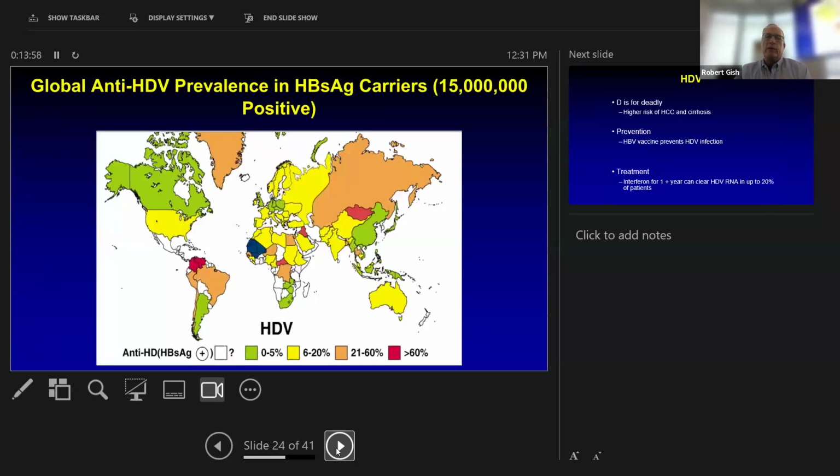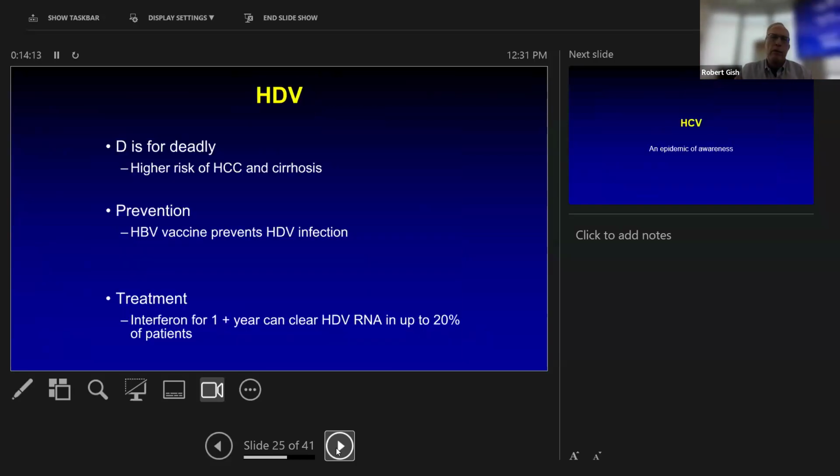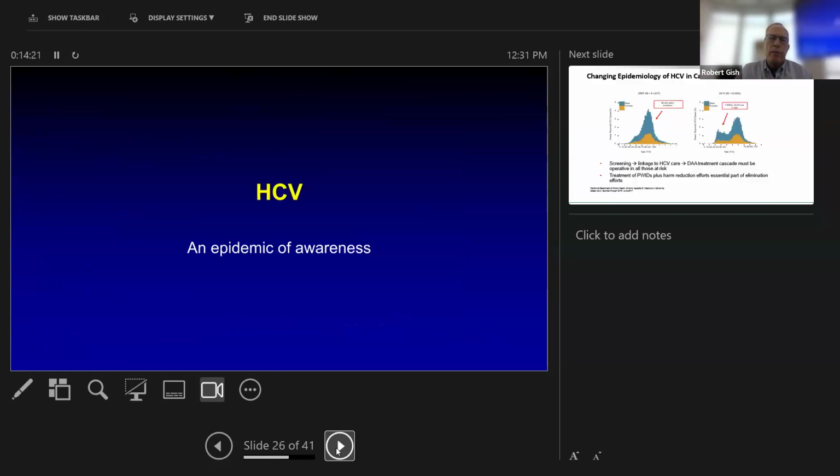Delta, I'm not going to talk a lot about today because that's a specialty test. They'll come to us. We'll check surface antigen and go to Delta, then Delta antibody, then Delta PCR. But D is for deadly, 70% mortality rate in less than 20 years. Why we call it the deadly virus. Hepatitis B vaccine prevents. Treatment, there's new treatments coming for Delta.